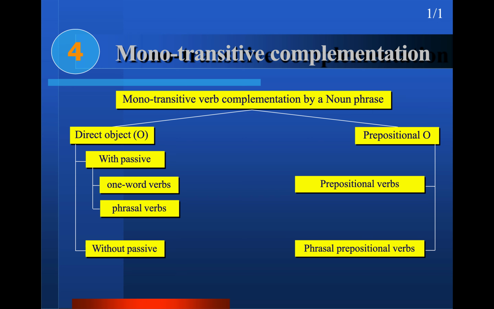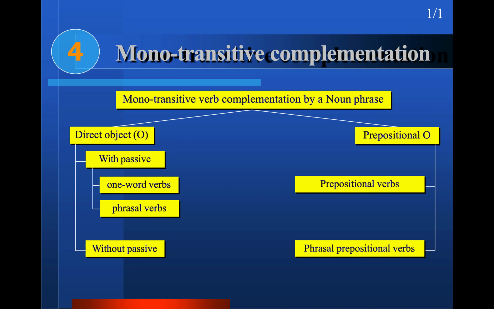Okay, as you know, monotransitive verb complementation is sometimes followed by a noun phrase. Usually, it is called direct object. Why direct object? We will find out. Usually, this direct object is used with passive voice, and within this passive voice, sometimes you have phrasal verbs, sometimes you have one-word verbs. Remember in the previous lectures we talked about the structure of verbs. Sometimes you have one-word verbs, sometimes you have phrasal verbs, in which the meaning of the elements cannot be understood from the single elements. Of course, we have different types of phrasal verbs, but here we cannot talk about all the types because in the previous lecture we mentioned it.